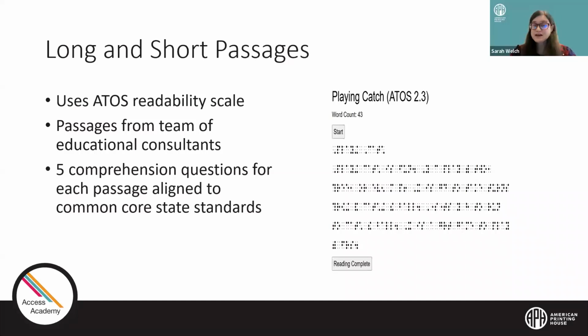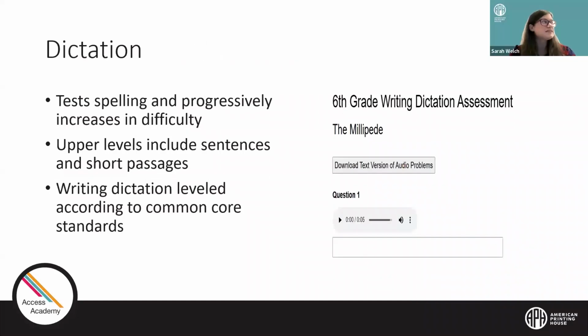So if we look at another aspect of our assessments, it is dictation. This is one of the first times that we're encountering some of the audio problems that I mentioned earlier. At the top of the particular dictation exercise that you choose, you'll find the level and the title for it. I pulled a screenshot from the 6th grade writing dictation assessment, and this one's called the millipede.